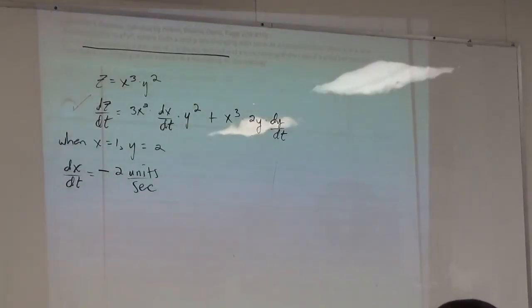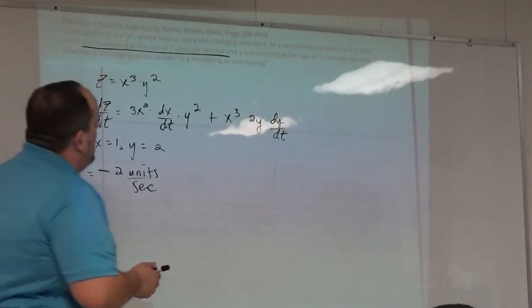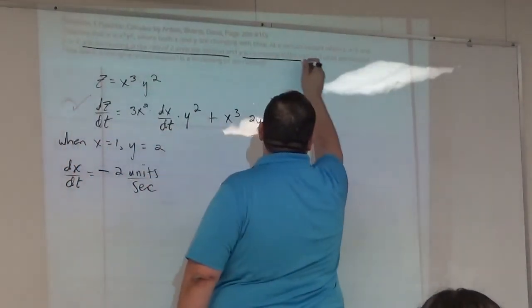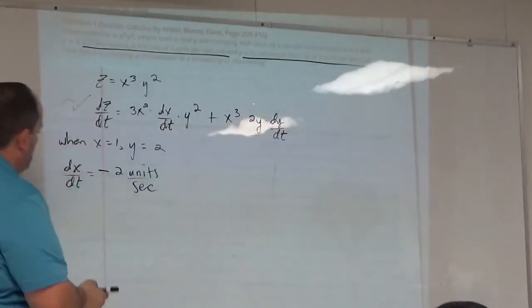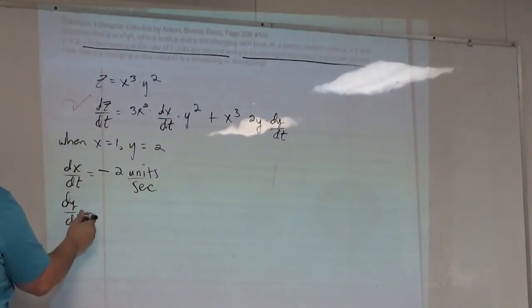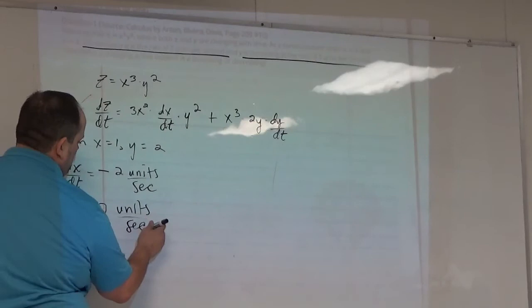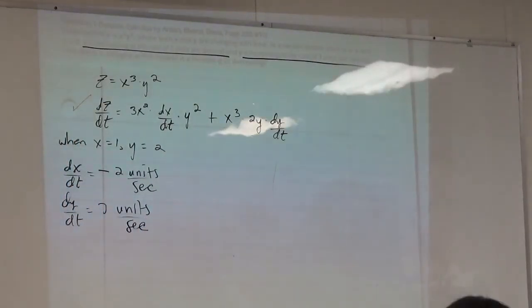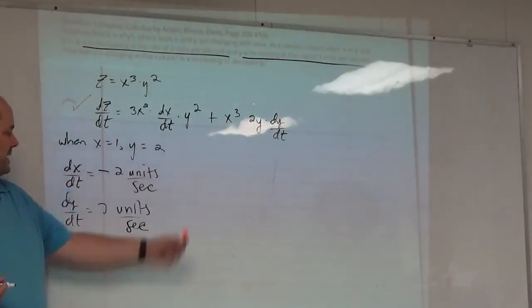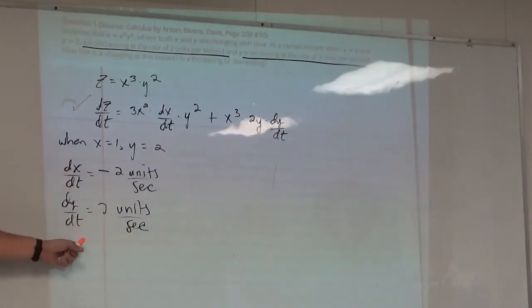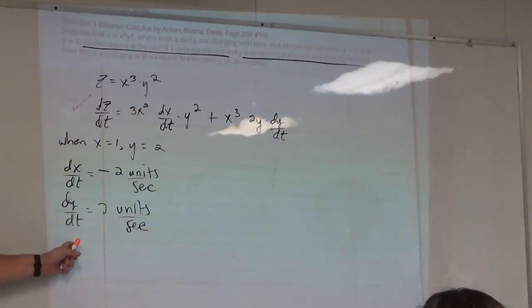You're going to have to use that language of rates all the way through. Y is increasing at a rate of 3 units per second. So dy dt is going to be 3 units per second. We know x is 1, we know y is 2, we know dx dt, we know dy dt. I think we're cleared for takeoff. Right, everything should be good.